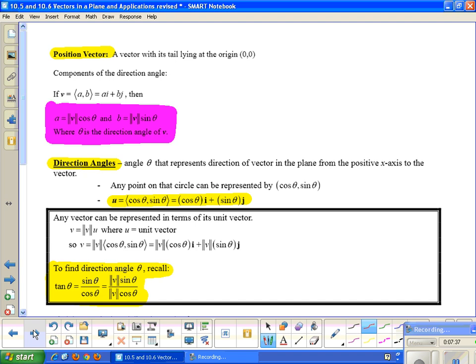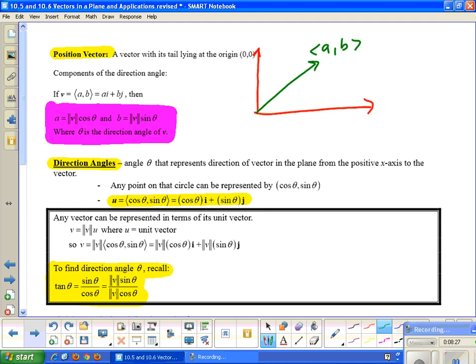Okay. Now, a position vector is a vector with its tail lying at the origin, which is 0, 0. For the components and the direction angle, if we have vector v with components a and b, which is also written as a linear combination as ai plus bj, then we can find a and b if we know the length and the direction of our vector. So just to show you, let's say that we had our vector here. We're going to use the component form.